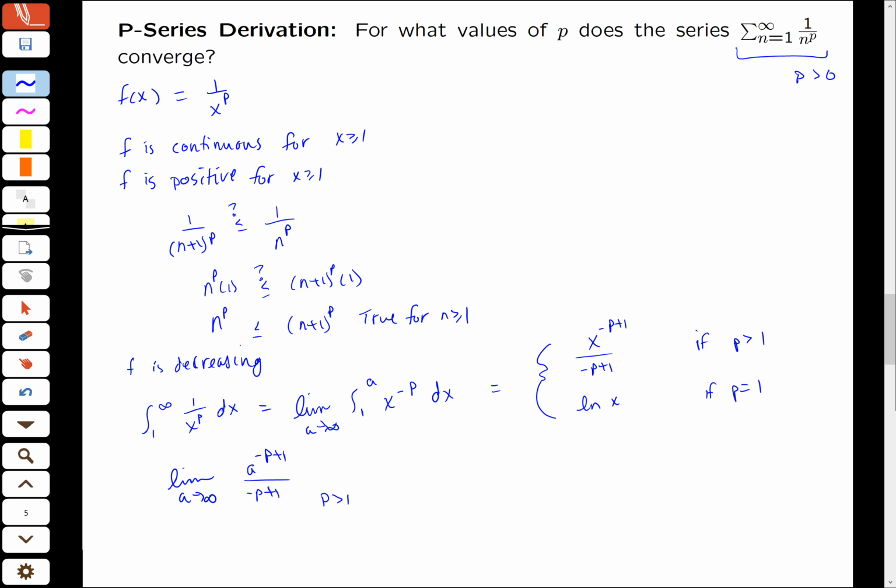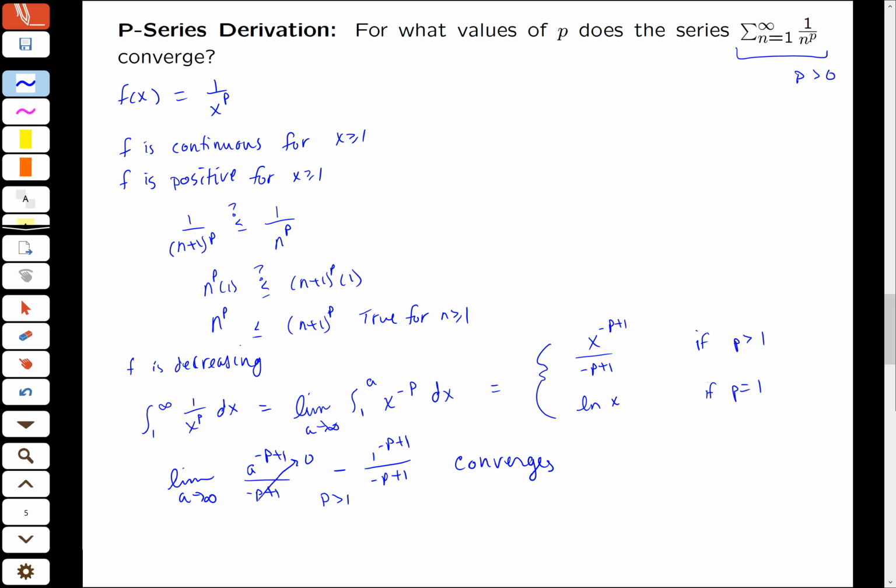P is greater than 1. So my denominator here is going to be negative. The exponent here is going to be negative. So what happens as a goes to infinity to this value? It goes to 0. And then plug in our 1. You have 1 to the minus p plus 1 over minus p plus 1. So this is a finite value. That means it converges.